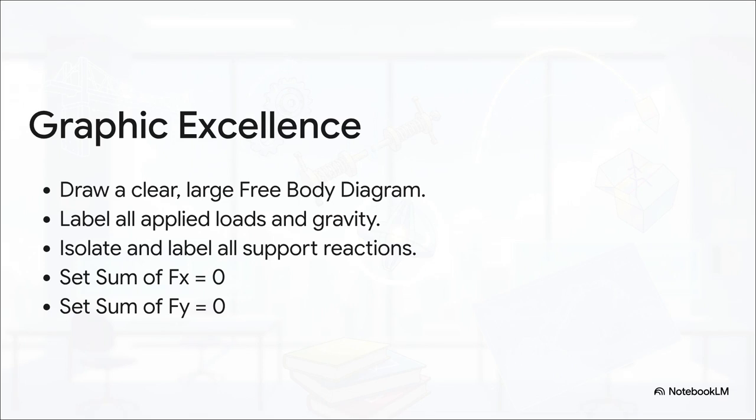Second, clearly label the applied loads and the weight acting downwards. Third, draw your arrows for all support reactions. And lastly, clearly write out your equilibrium equations, explicitly setting the sum of forces in the X and Y directions to 0. Look, here is the absolute best tip I can give you.